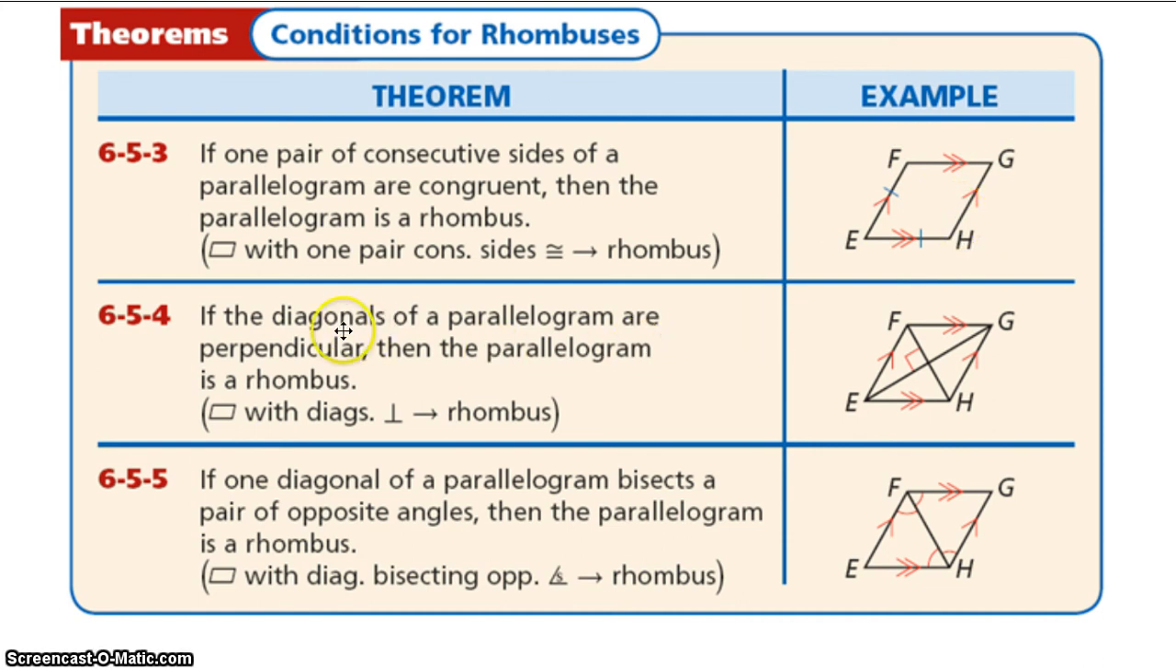6-5-4 says if the diagonals of a parallelogram are perpendicular, then the parallelogram is a rhombus. Good? And 6-5-5, if one diagonal of a parallelogram bisects a pair of opposite angles, then the parallelogram is a rhombus. So the diagonals are angle bisectors in a rhombus, right?